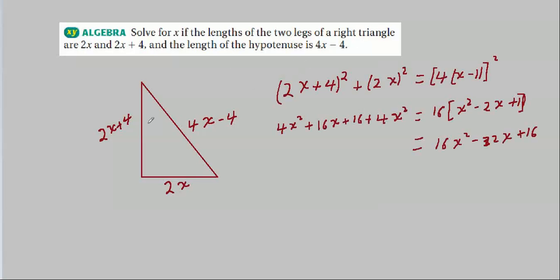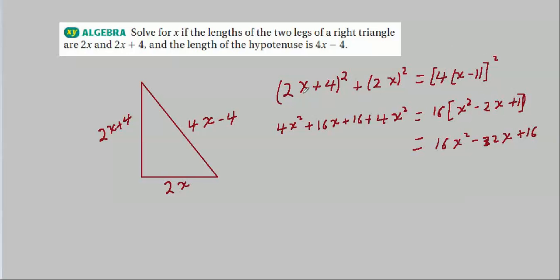So when we lay this out, we don't get the simplest equation you've ever seen, but that's okay, as long as we've got it right. We got 2x plus 4 quantity squared plus 2x quantity squared is equal to 4x minus 4 quantity squared, which is the same as 4 times x minus 1 quantity squared. This part reduces to 4 squared is 16, x minus 1 squared is x squared minus 2x plus 1. And all this we can rewrite as 16x squared minus 32x plus 16.